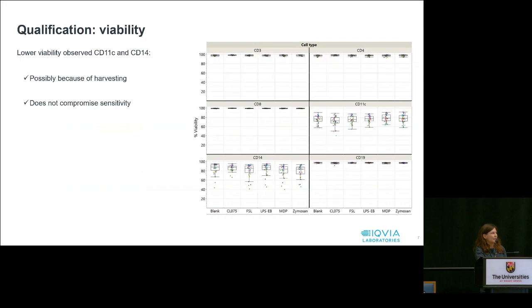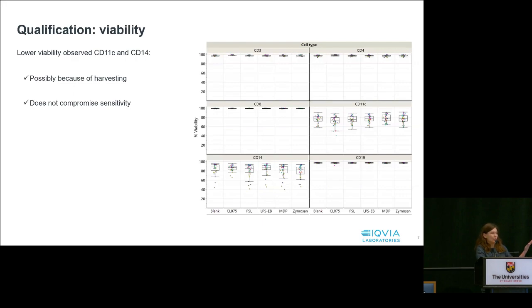So this is viability data after the assay that you see for several conditions. And then the color code is donors. And you see that for the CD11C and CD14, the viability is really lower than for the T and B cell population. We think that because these cell types are very sensitive to physical stress, this may be at least partially related to the harvesting of the cells, and that the viability in the actual assay was higher.